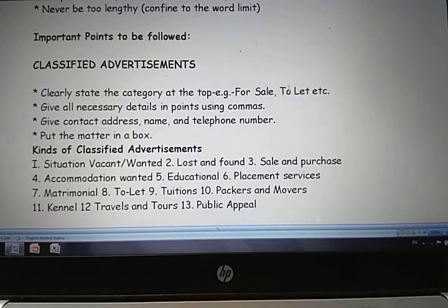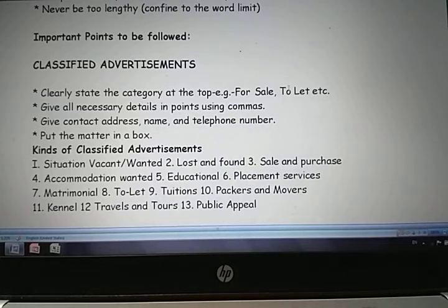And you should not forget, you should give your contact address, name, telephone number. And nowadays, email ID also. Lot of people give their email ID also. So if I'm interested, I can contact. Understood? If the telephone number is given, I can contact.